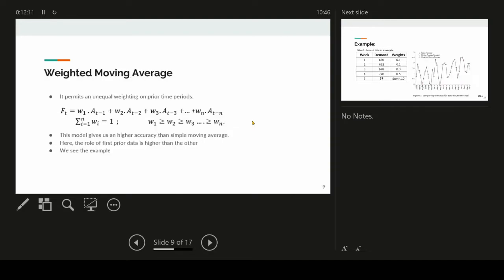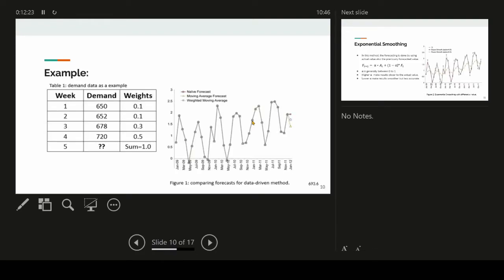First we have to talk about the weightage, right? The sum of the total weightage is equal to 1, so we have to set the sum of the total weightage to 1. I have explained the example here. So I have 4 weeks of data here, and each value has a particular weightage. I can weight the fourth week of data with 0.5 weightage here.